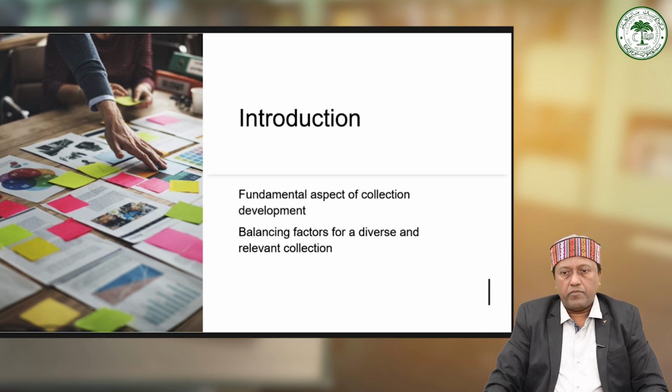Book selection involves careful consideration of various factors, including the library's mission and objectives, the needs and preferences of the user community, budgetary constraints, and availability of resources. Librarians must balance these factors to make informed decisions about which materials to add to the collection, striving to create a well-rounded and responsive collection that reflects the diversity of perspectives, interests, and disciplines represented within the community.